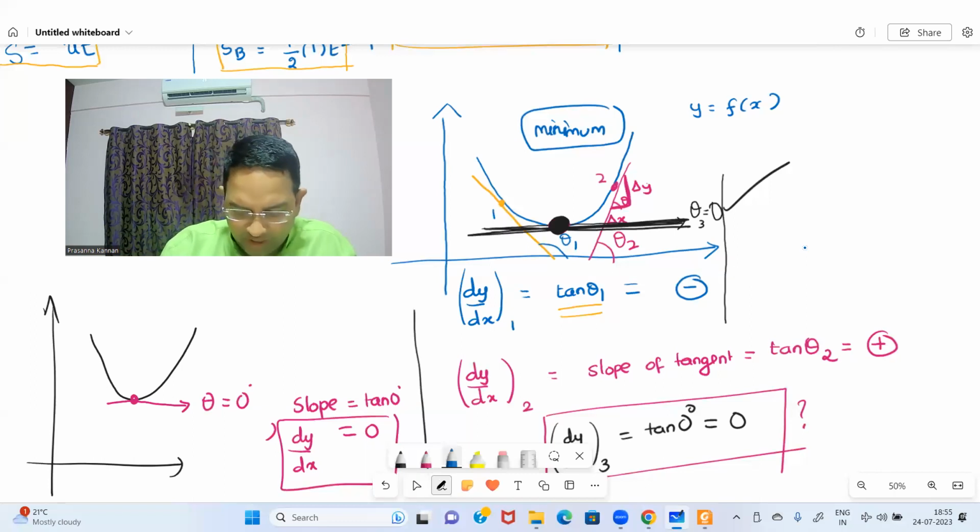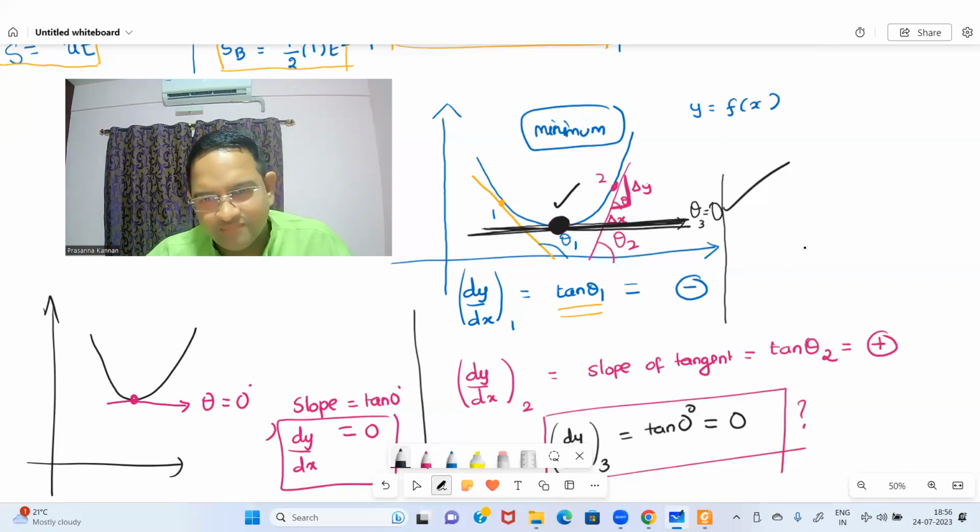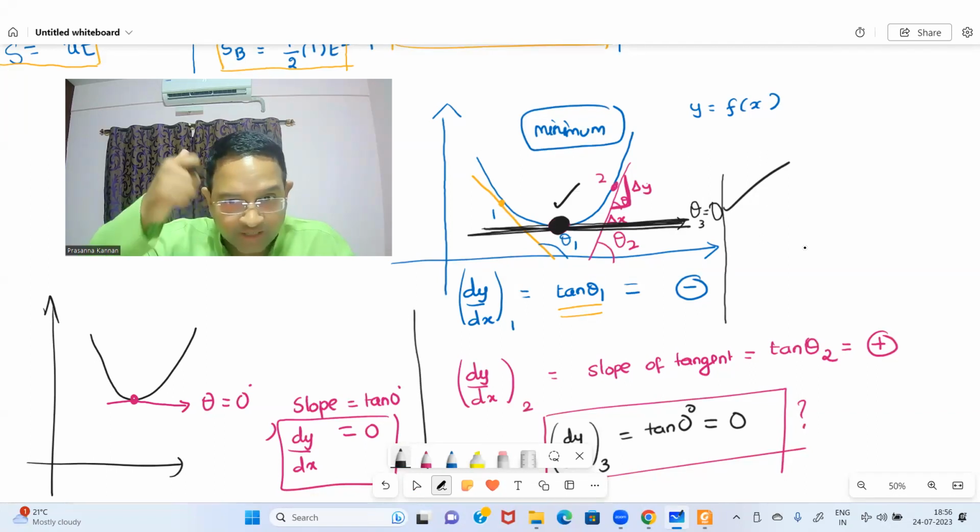So clearly, at the point where the black ink is, what is the slope? Quick. 0. dy by dx is 0. Correct. Number 1. Number 2. But if I say dy by dx is 0, can you be sure that it is a minimum point? No, excellent. It can also be what? Maximum point. Excellent.